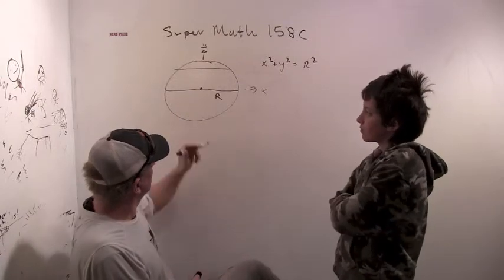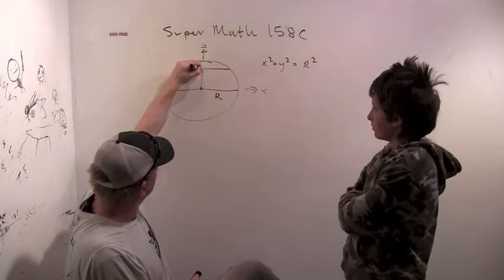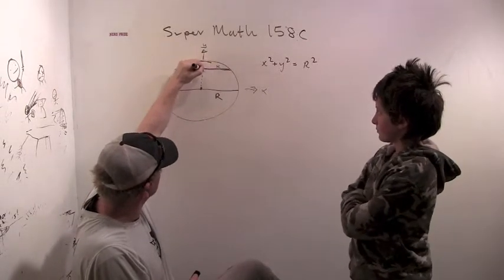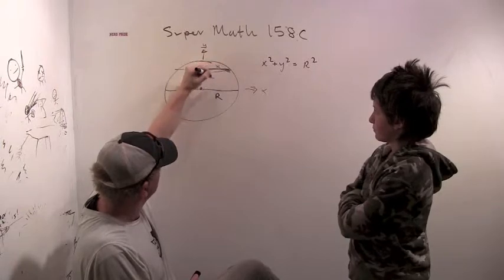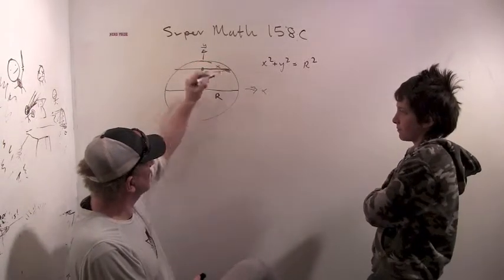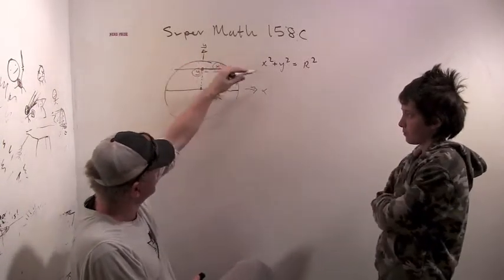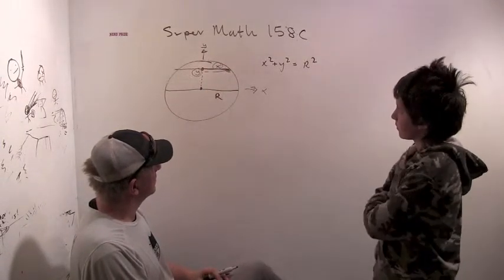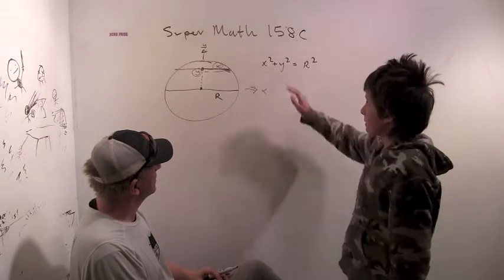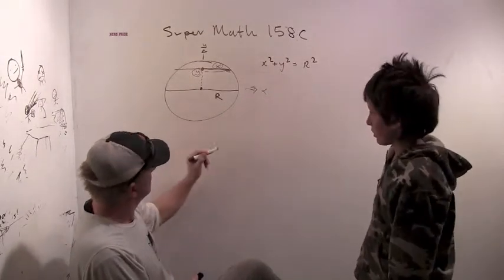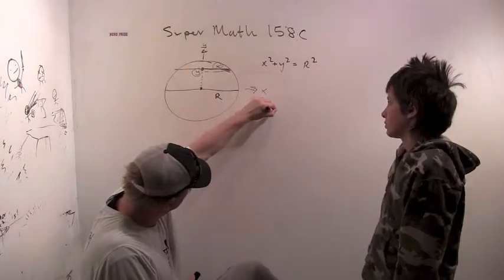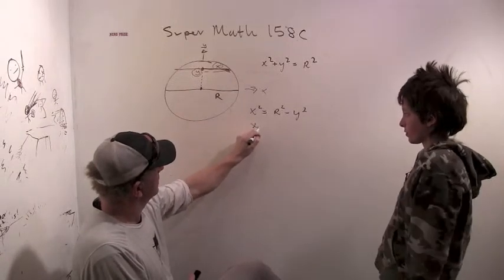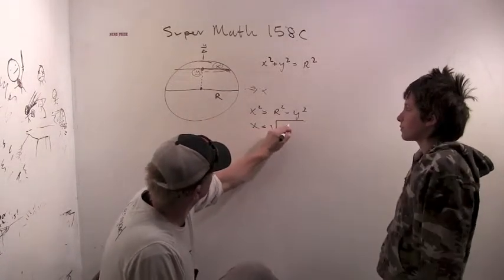And so as we go up a height y here, it'd be nice to find this x. How long is this up here? So what do you think? How can we express x in terms of y using that equation? Well, we can say x squared is r squared minus y squared. Very good. So x is the square root of r squared minus y squared.